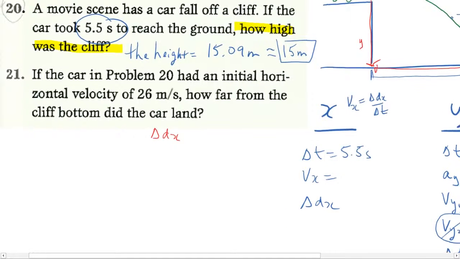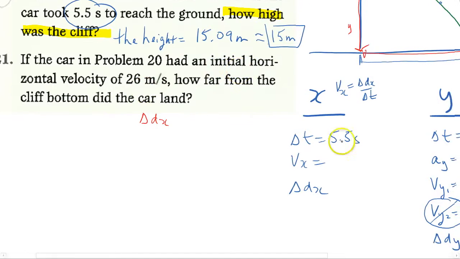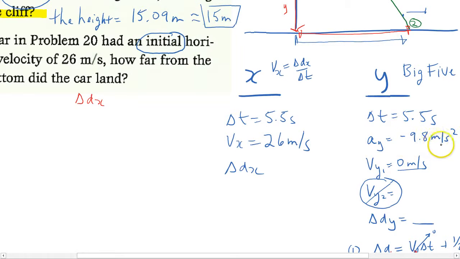Now, for question 21, we're doing some horizontal work. It said if the car in problem 20 had an initial horizontal velocity of 26 meters per second. In fact, the word initial here is a little misleading because the horizontal velocity doesn't change. There is nothing that's accelerating it in the horizontal direction. There's gravity that's accelerating things in the vertical, but this is actually going to be a constant. So we can say this is a constant, not just initial, but constant.